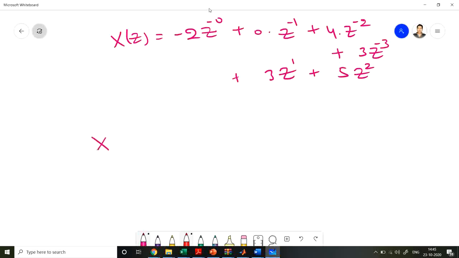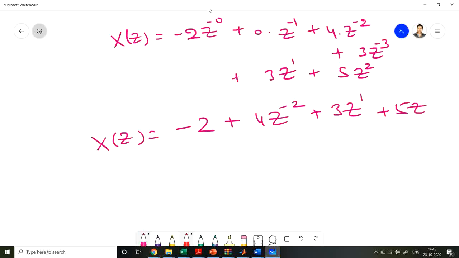So X(z) is written as minus 2, since z raised to the power minus 0 is nothing but 1. So minus 2 plus 4 z raised to the power minus 2 plus 3 z raised to the power minus 3 plus 3z plus 5z squared. So this is the z transform.